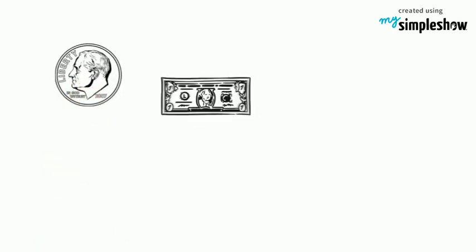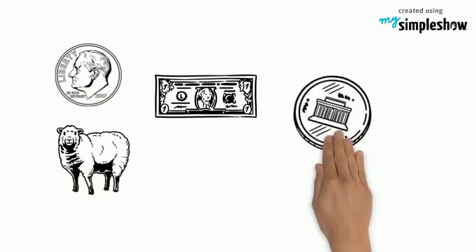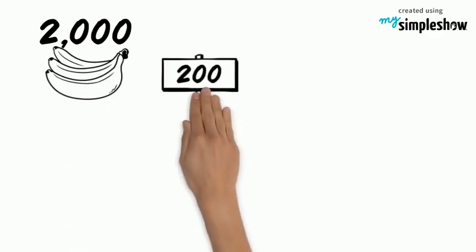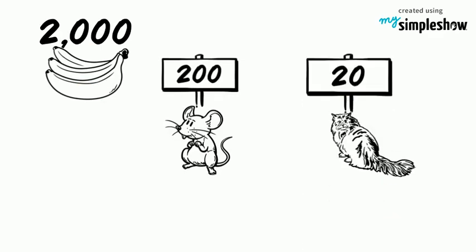If we were talking about money, that would mean only 10 cents in every dollar is useful to the next organism. Of that 10 cents, only 1 cent would be available for use by the organism that eats the plant. 2,000 kilocalories of sugar in bananas, that's 200 for the animal that eats them and 20 for the next in the chain.